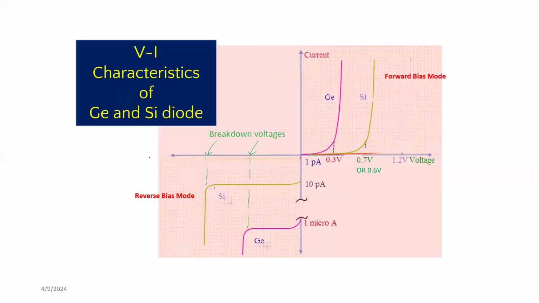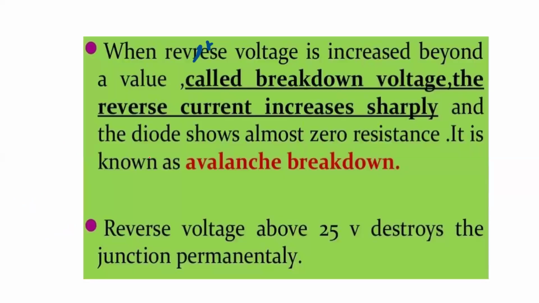Same thing for silicon and germanium. When the reverse voltage is increased beyond a value and breakdown occurs, the reverse current increases sharply, and that breakdown is called avalanche breakdown. If the reverse voltage is beyond 35 volts, the diode junction is permanently damaged.